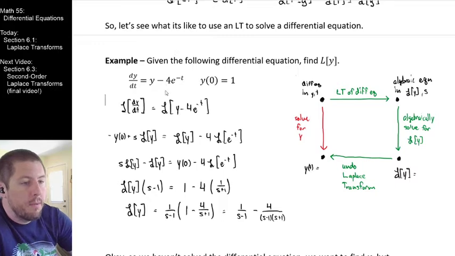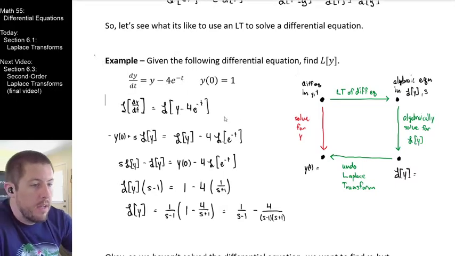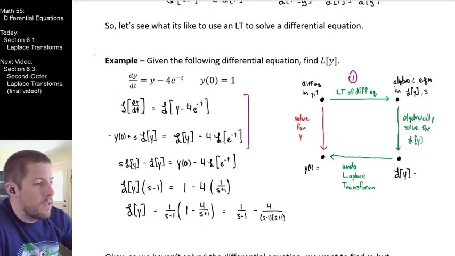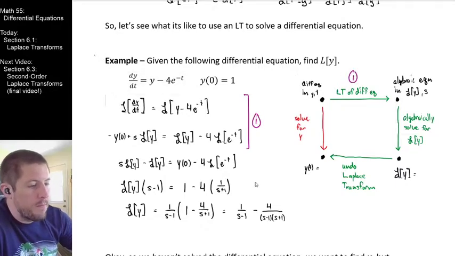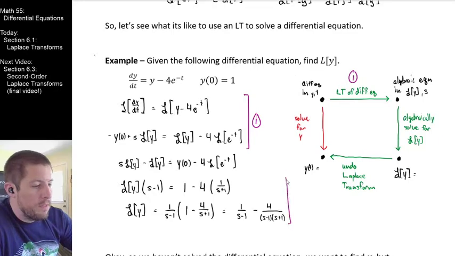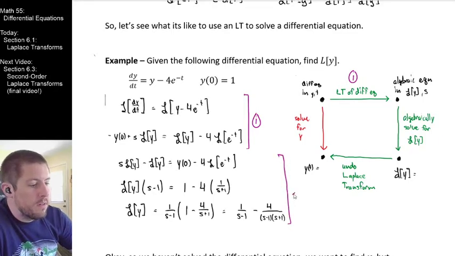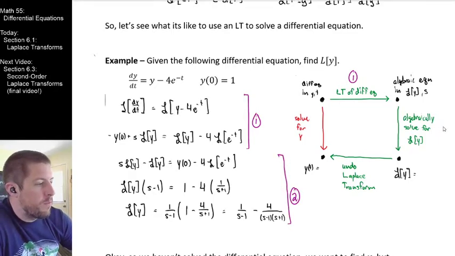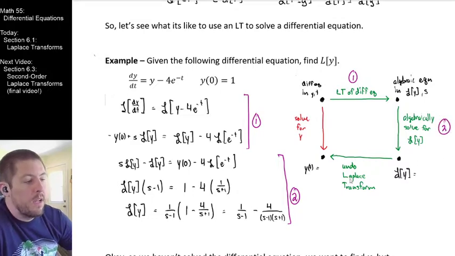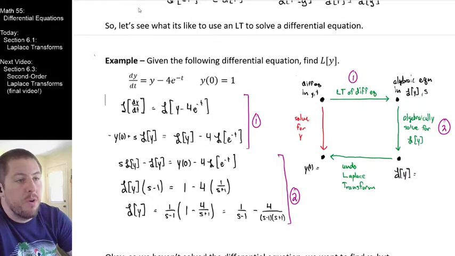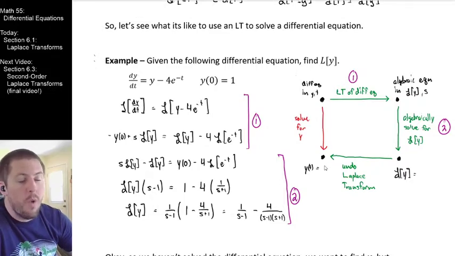I'm going to add a little bit more color right here. We applied the Laplace transform to the differential equation. This is sort of like our step one. And then we solved the differential equation for L of y. We still need to do this last step now to take us from the Laplace transform of y to being actually just y of t.